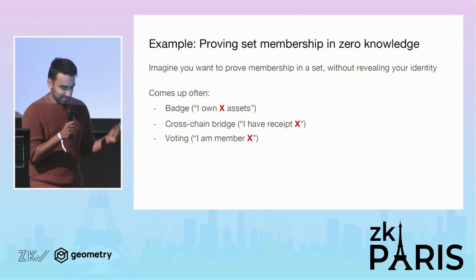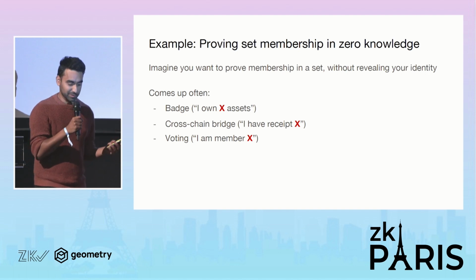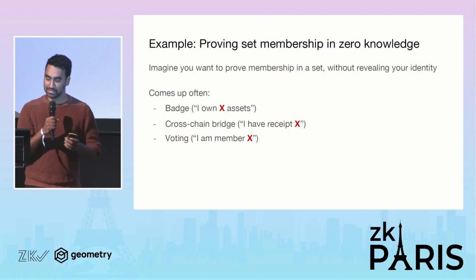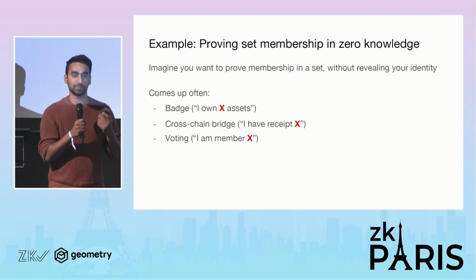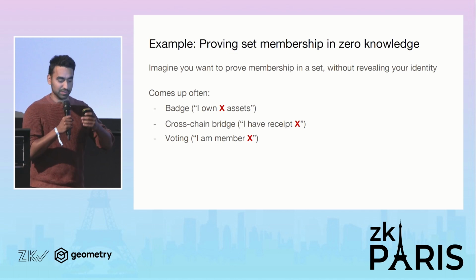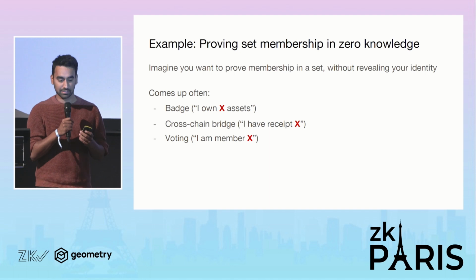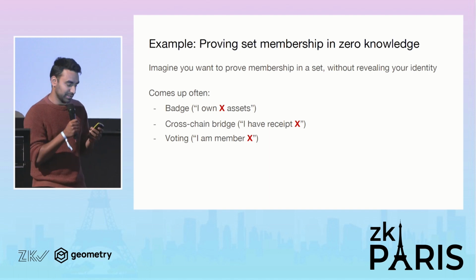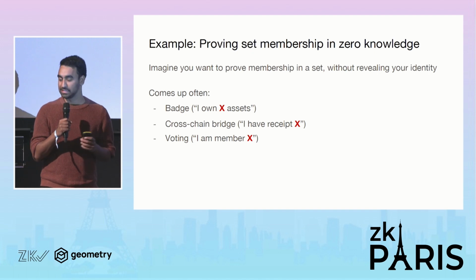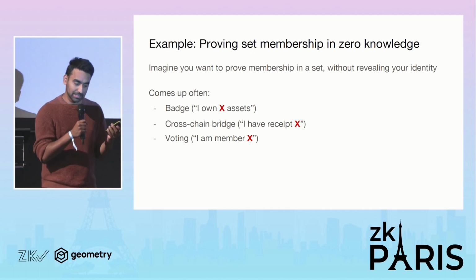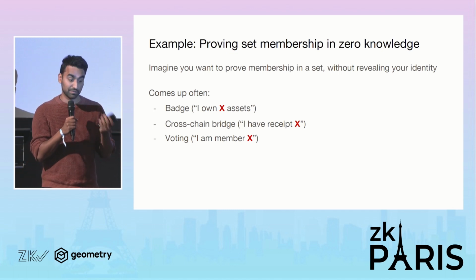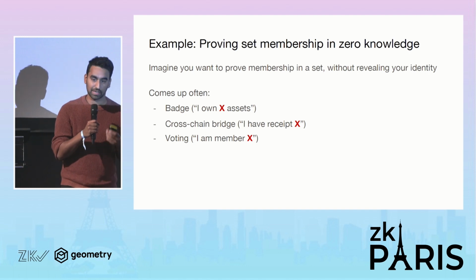So imagine that you want to prove that you're a member of some set without revealing your identity. We know there's a lot of fancy ways to do this. You can use polynomial commitments, you can use a Merkle tree, but the reason we want to do this is it comes up often in multiple contexts. It is a useful primitive in a lot of things, such as proving that you should get a badge if you have a certain number of assets, proving that you have a receipt for a cross-chain bridge to get your funds on the other side, and even in voting, to prove that you're a member of the set of people that's allowed to vote.